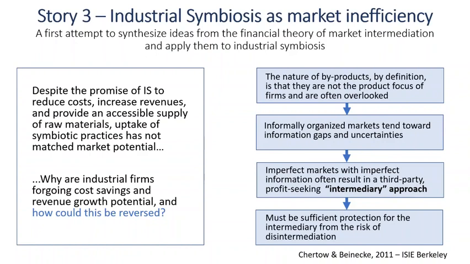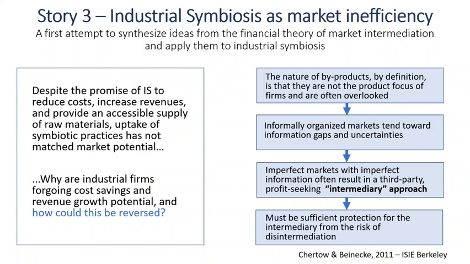That's why it's being symbiosed. And the product focus is sometimes overlooked. People just want to get their primary product out. They don't really care about the waste parts. And that kind of makes a hole in the market, right? These are often informally organized markets. There are information gaps, and so someone else can rush in.